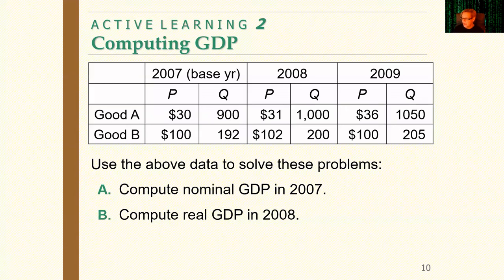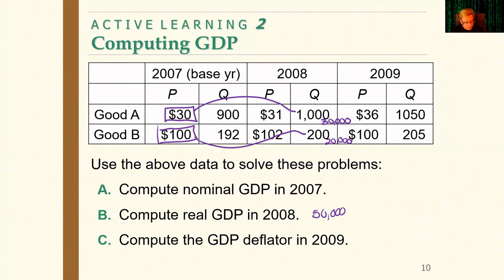Let me move on to the second one. Let's compute real GDP in 2008. Remember, in real GDP, we're going to hold the price constant in the base and allow quantity to change. So I'm going to take 30 times 1,000, which is 30,000. 100 times 200, which is 20,000. And I end up with 50,000. Most students, once they see it, they go, oh, okay, I get it. All right. Now, let me go ahead and erase that.